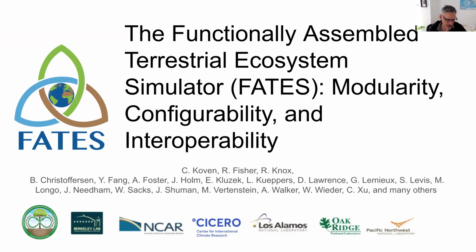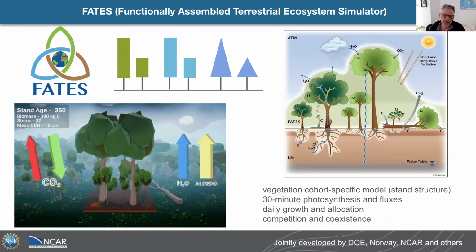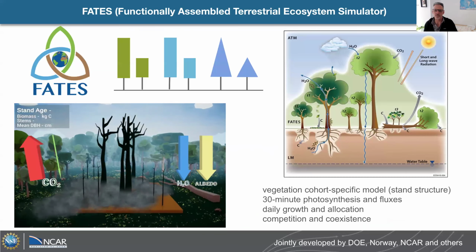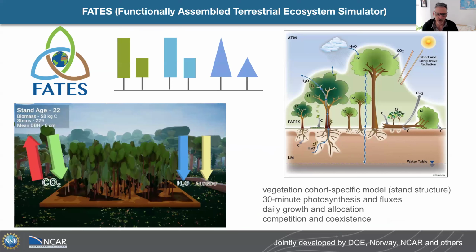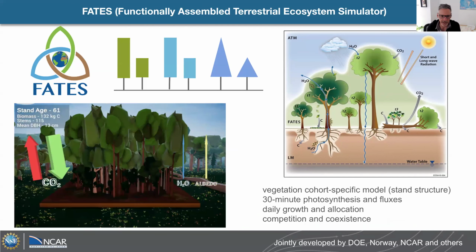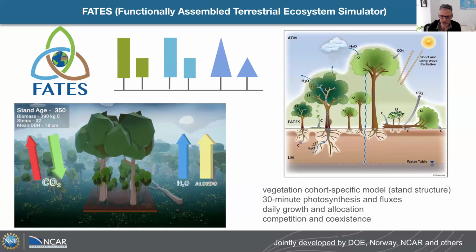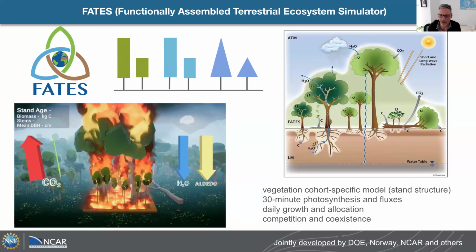The other issue is complexity. And here's an example related to a model called the Functionally Assembled Terrestrial Ecosystem Simulator, or FATES. This is a next-generation vegetation demographic model that's been developed by colleagues at NCAR, DOE, and Norway. For anyone who's heard about it, FATES models vegetation cohorts separately and allows you to track age and size distribution more reliably and model vegetation response post disturbance in a realistic way. This animation on the left just shows the disturbance related to fire and the regrowth after that.